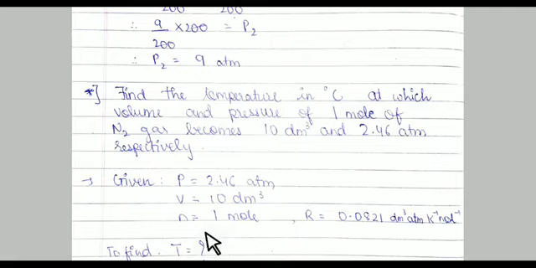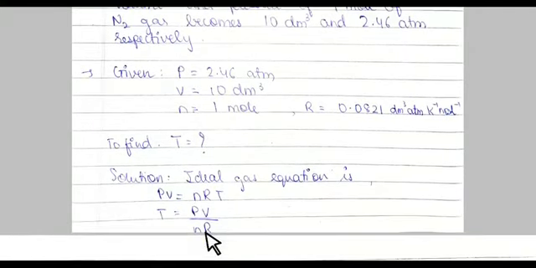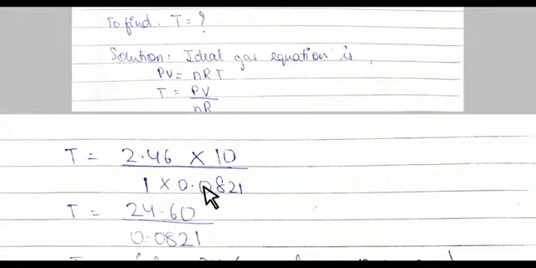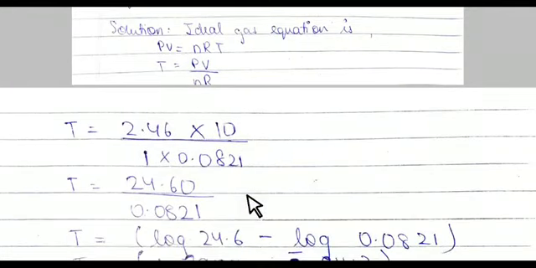So we have to apply the ideal gas equation, PV is equal to nRT. We have to calculate temperature, so the formula will become T is equal to PV upon nR. Just put the values in the formula. So we will get 2.46 into 10 upon 1 into 0.0821. Multiply these two terms. So 2.46 into 10 means 24.6, and 0.0821 into 1 is the same.